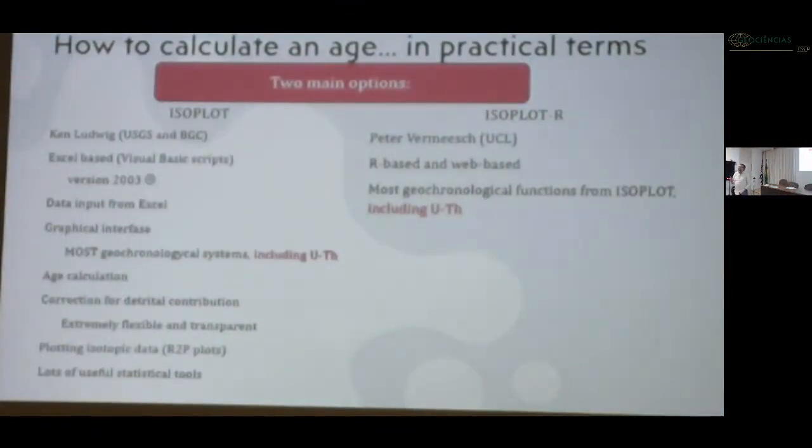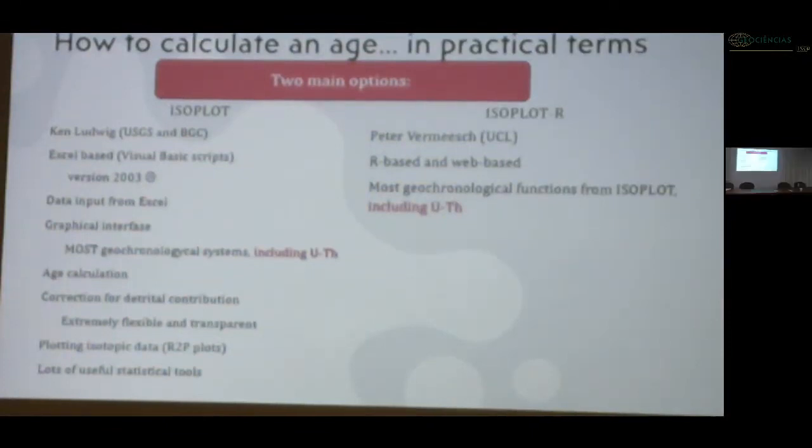And you couldn't run it on a Mac. That's the other answer. But this is the first software that actually provided a graphical interface to calculate the age, and included most geochronological systems, and it allowed for the creation of the Tritonn material. It was very transparent, very flexible, really a very nice piece of work.